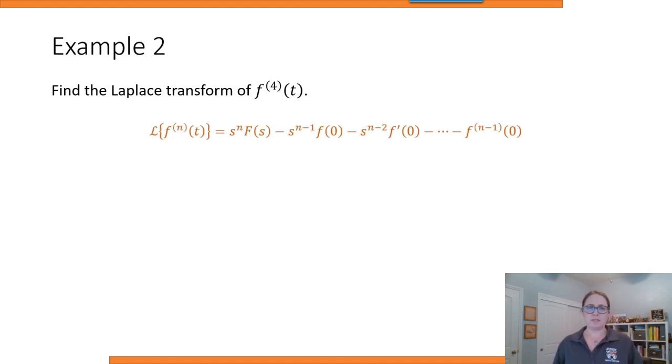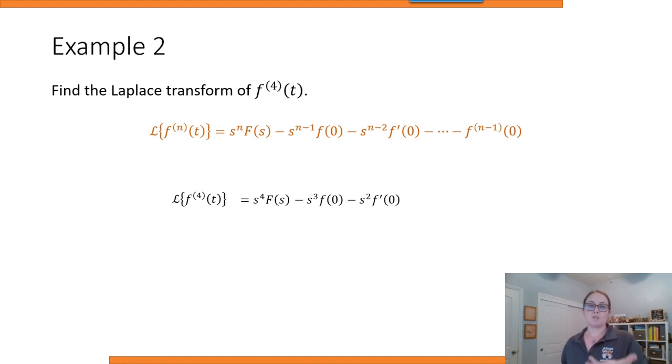Okay, so there's our formula again. Here we have n equals 4. So I'm going to do the Laplace of the fourth derivative of f. That first term is going to be s to the fourth times F(s). And then for the next term, I'm going to lower the exponent on s and plug in that f of 0. So I get minus, and they're always subtracting after that first term, s to the third times f of 0. And then I'm going to keep going down a power until I get all the way to s to the 0. And then I increase the derivative with each term.